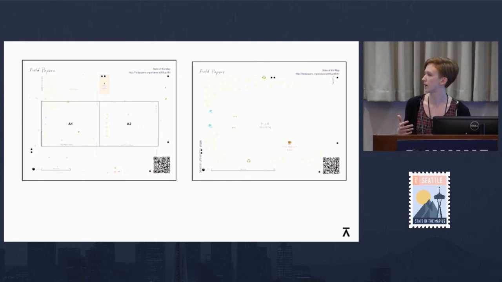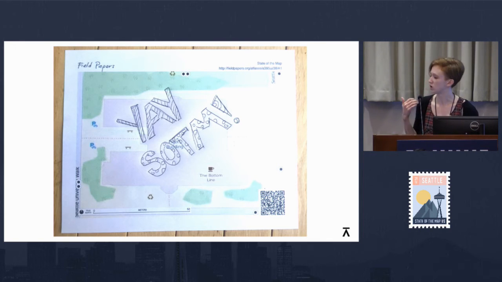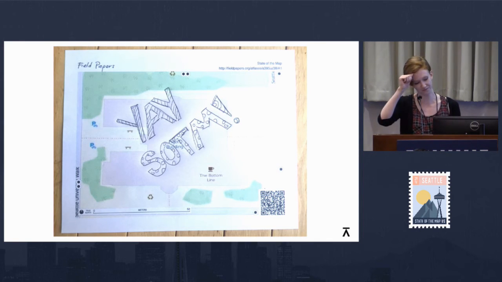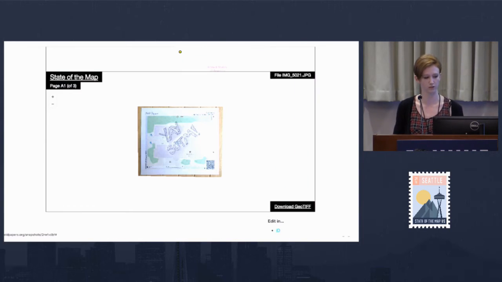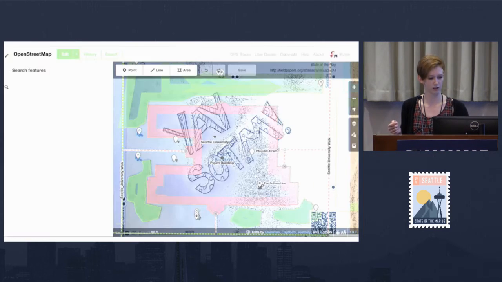And at this point, you'll get these pieces of paper, which you might have seen in some other presentations. The dots there are for georeferencing once you load it back in, and the QR code connects your physical map to the map that's actually in field papers. You'll take it out into the field, write all over it to your heart's content, obviously super, super official data. And then once you're done, you're going to take a picture of this and load it back into field papers, which looks super unexciting, but what's cool is that you can then take it into the ID editor and trace your annotations straight into OSM.